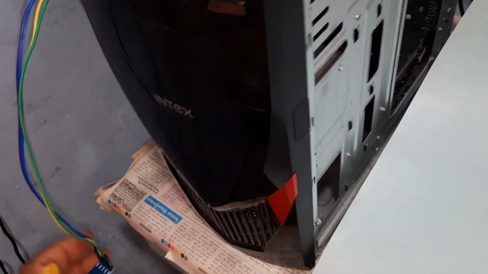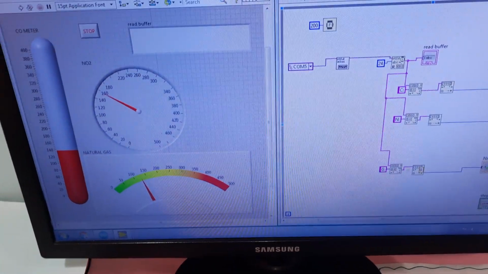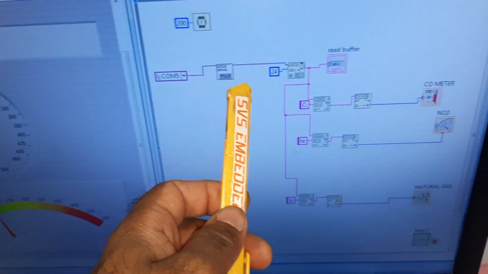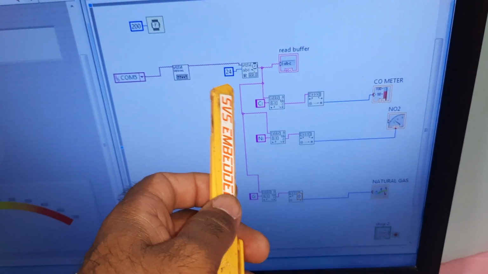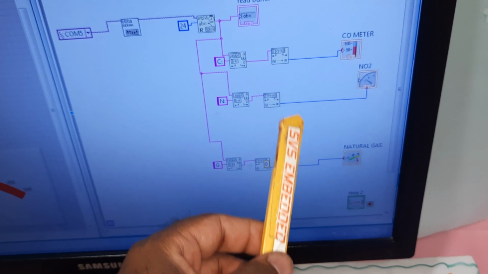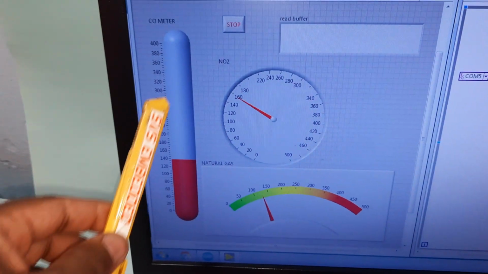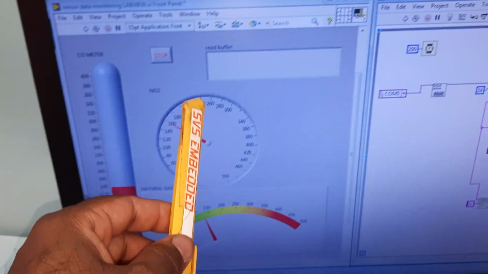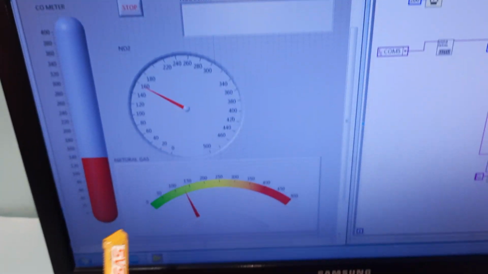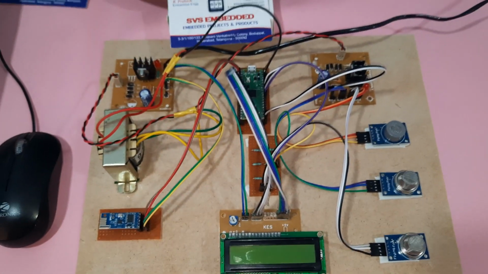This is my block diagram, and the ZigBee module is connected to the computer, and here this is my LabVIEW. So serial communication, serial VISA, and reading data, number of bytes is 24, read buffer, and I am displaying the data individually. So one is CO meter and NO2, read data, sensor data displayed here on the monitor, and NO2 sensor. So let us come to the hardware part.